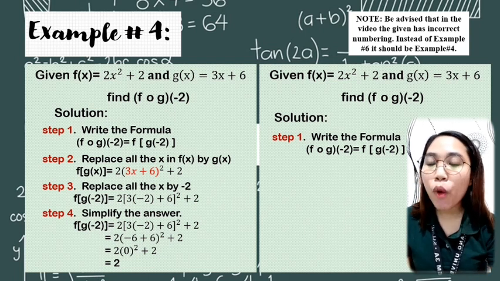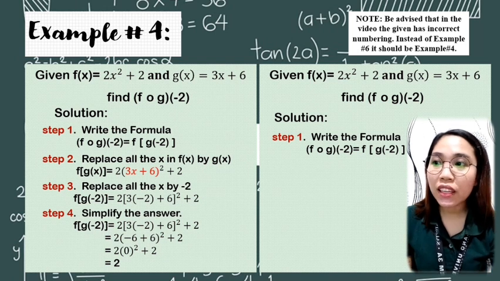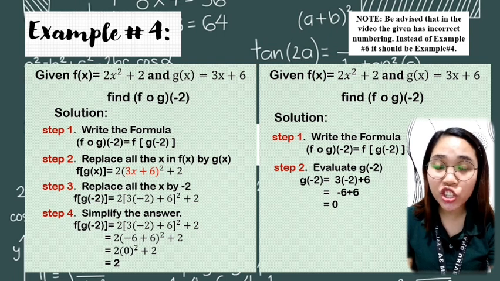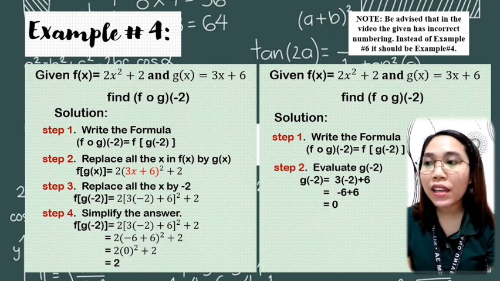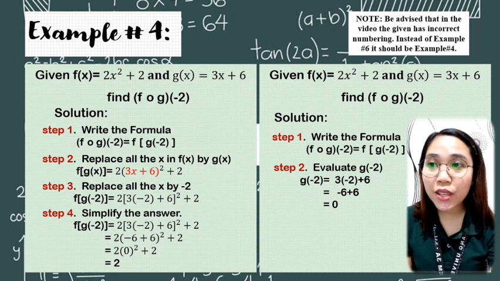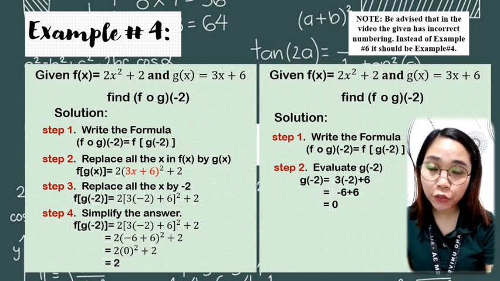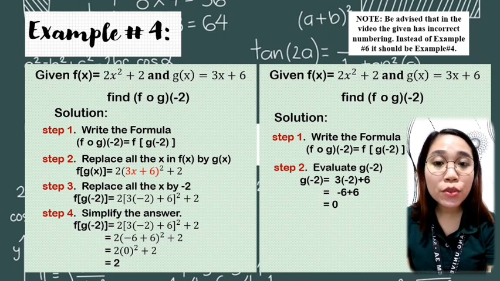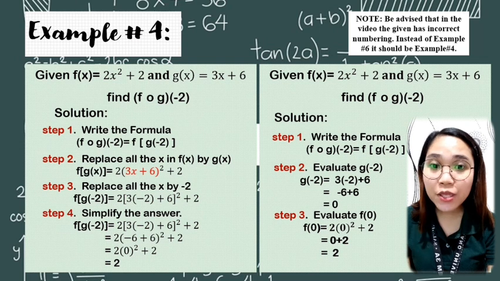Okay, step 1, write the formula. We have the same formula because we are solving for the same question. Step 2, instead of replacing all the x in f of x by g of x, we evaluate g of negative 2. So, g of negative 2 is equal to 3 times negative 2 plus 6, which is negative 6 plus 6, and the answer would be 0.